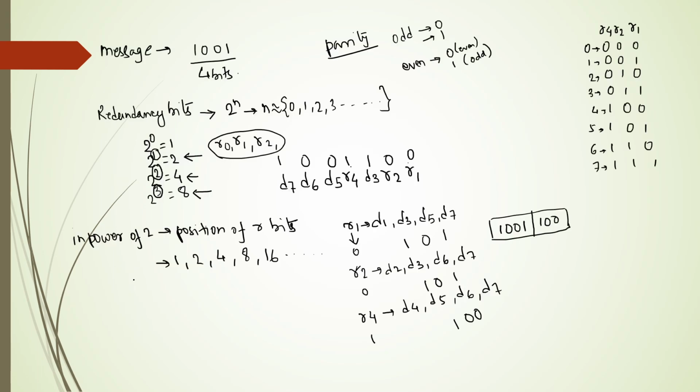So the value of R2 is 0. And for R2 we had D3, D6, and D7. D3 is 1, D6 is 1, and D7 is 1. So we have an odd number of ones, so this should be a 1, right?